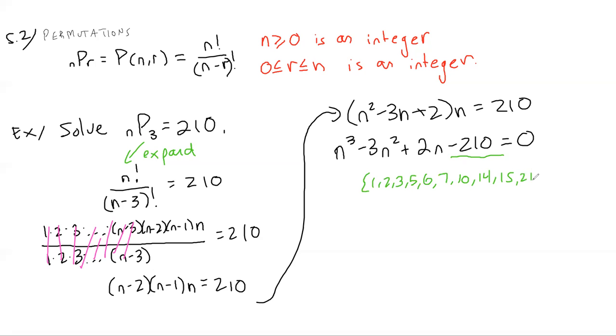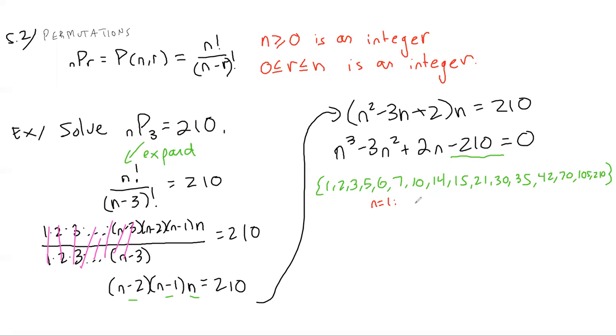So the next one would be 21, 7 times 30, 6 times 35, 5 times 42, 3 times 70, 2 times 105, and 210. So a huge number of factors. But keep in mind, you don't have to do all the work I'm going to do. These are consecutive numbers. You can probably find it in this set. But let's try plugging it in.